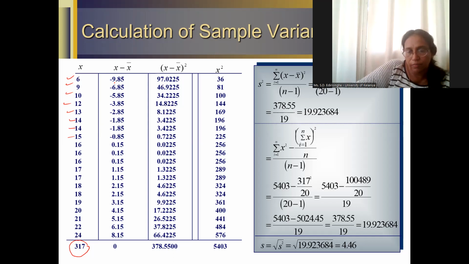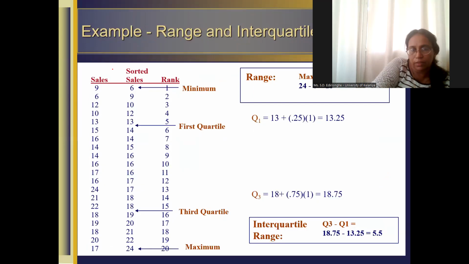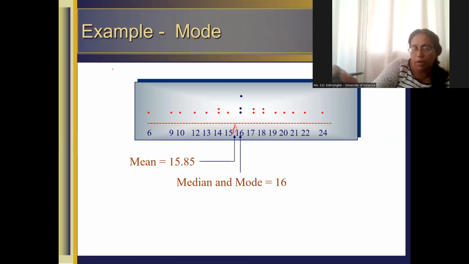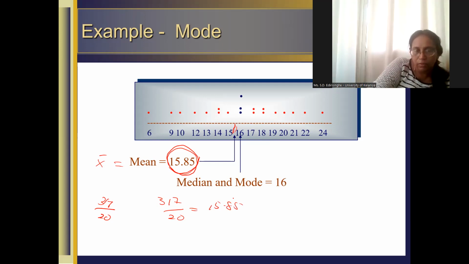6 minus x bar. So let's see what x bar is. You can remember what x bar is. X bar here is the mean. X bar here is 15.85. This is x bar, the sample mean, we found it. 317 divided by 20, that is equal to 15.85. Okay, let's see now.